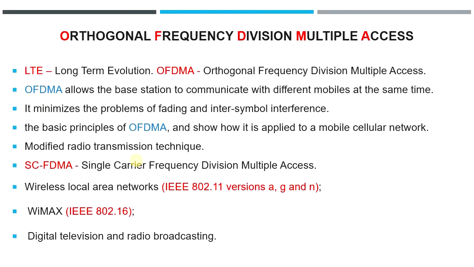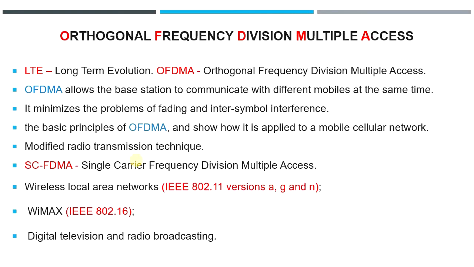The technique that we use for radio transmission and reception in LTE is known as Orthogonal Frequency Division Multiple Access, or OFDMA. OFDMA carries out the same functions as any other multiple access technique by allowing the base station to communicate with several different mobiles at the same time. However, it is also a powerful way to minimize the problems of fading and inter-symbol interference that we introduced in the previous videos. Link in the description and up here in the card.